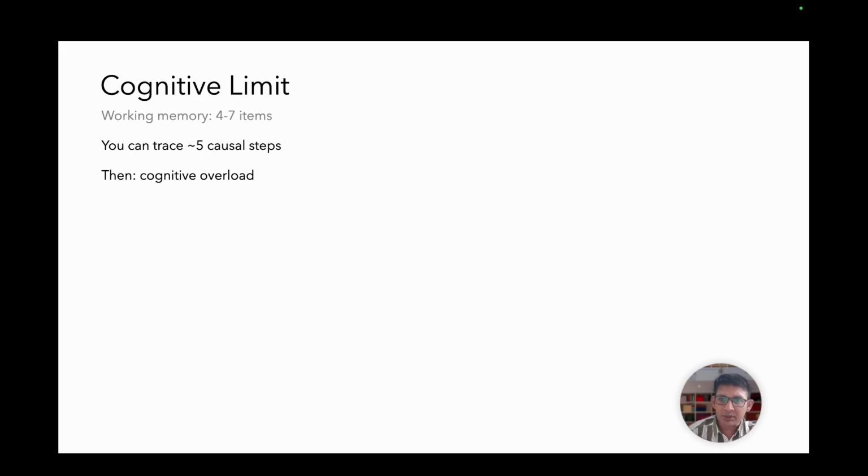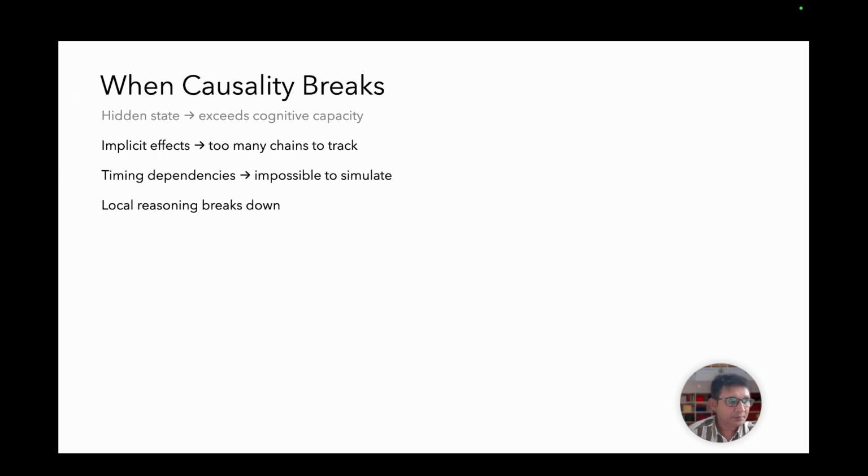But when the function depends on hidden global state, you need to hold the function's logic and the state's value and everything that might have modified it. You've exceeded cognitive capacity.